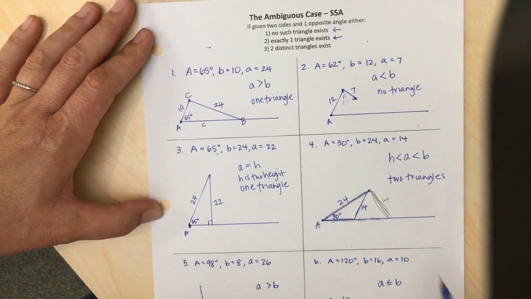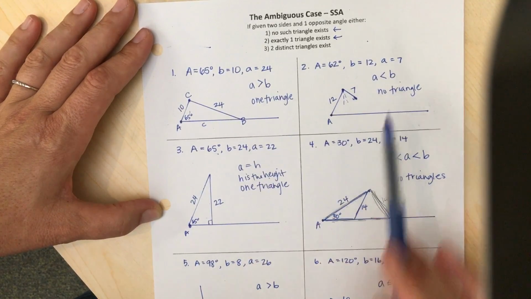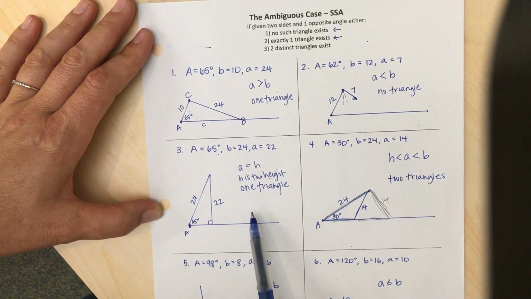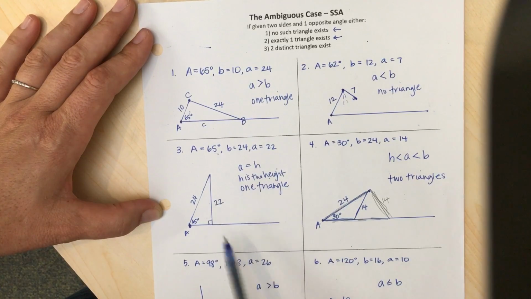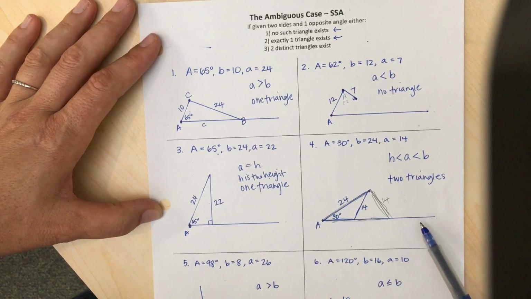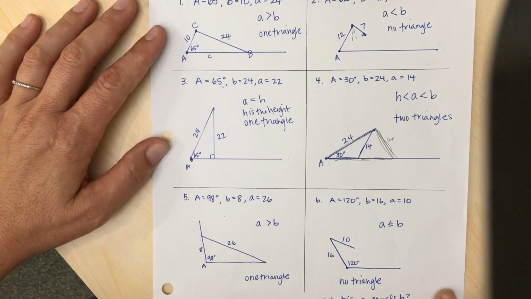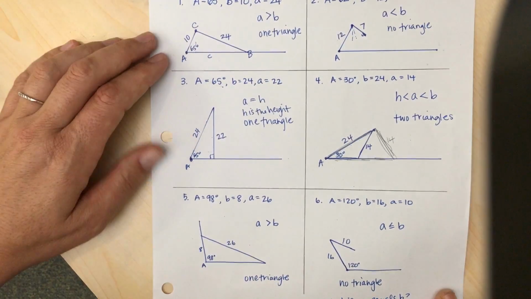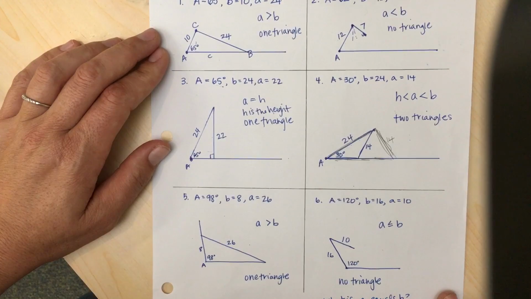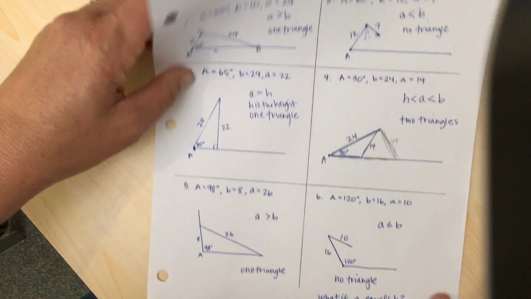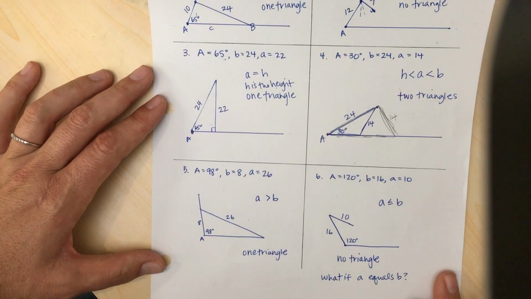So there are 4 really good examples. 1 triangle, no triangle, 1 triangle where the height is the side that you've got, and then a possibility of 2 triangles. And then down here, I'm going to give you a second to get this copied down. Can you see that whole thing? I think you can. Let me move this up a little bit more.